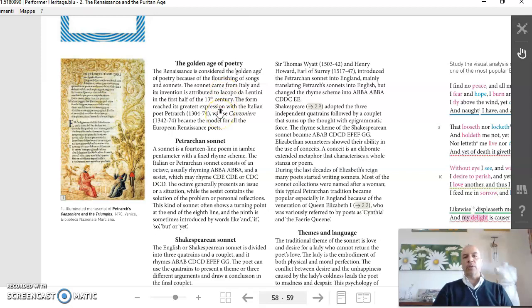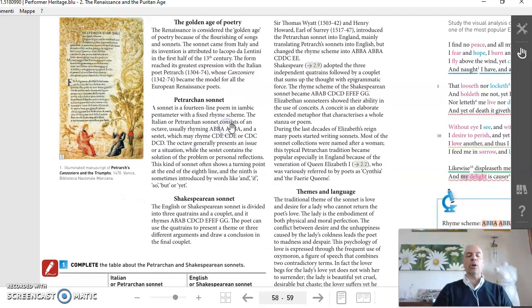The Renaissance and the 16th century was the golden age of poetry in general and of the sonnet in particular. The sonnet was born in Italy. It was an invention attributed to Jacopo da Lentini in the first half of the 13th century. But the form found its great expression in the Italian poet Petrarch with the Canzoniere.